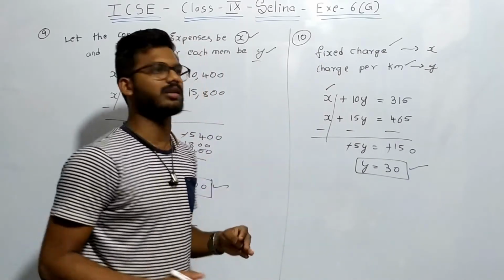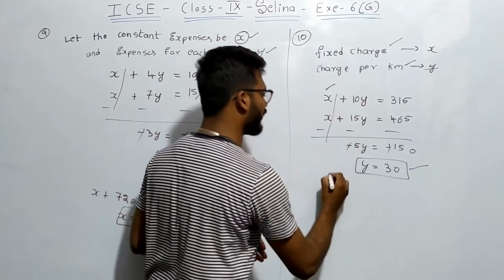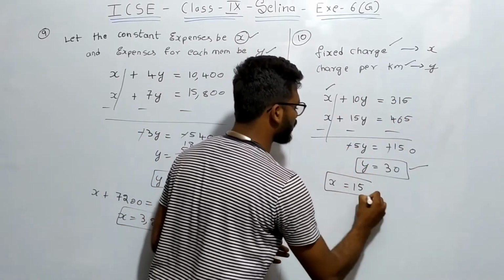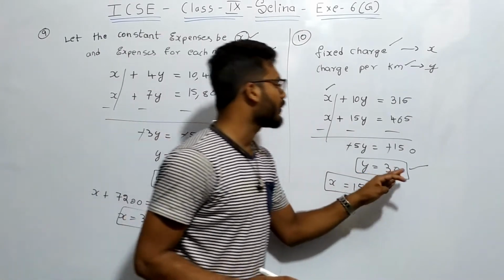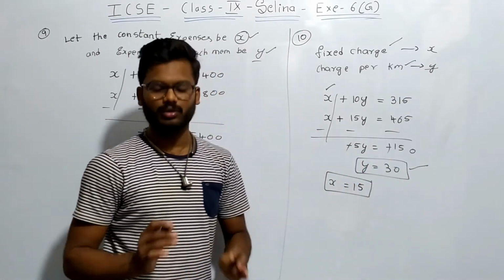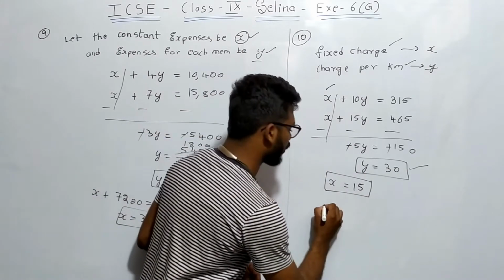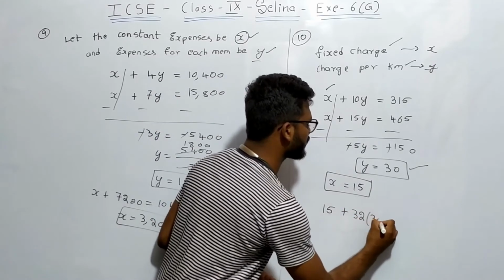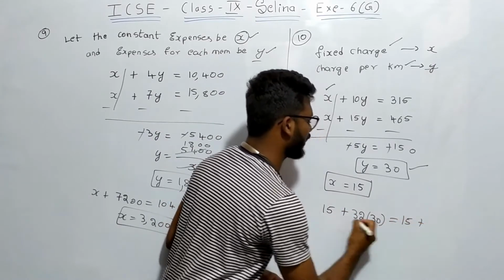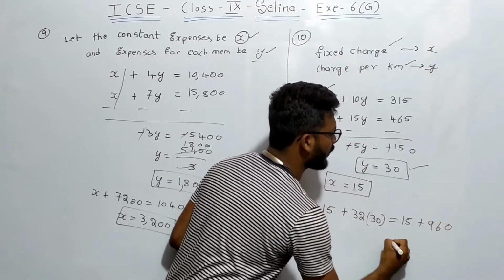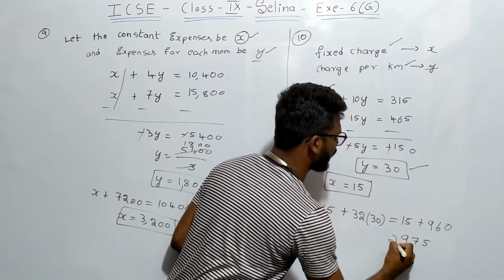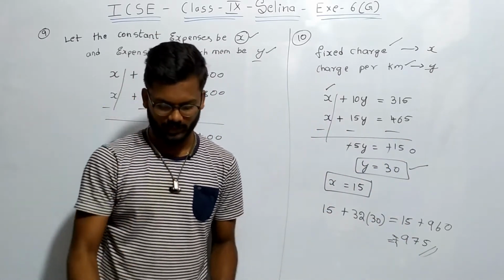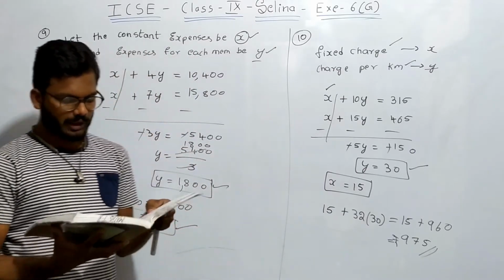And what is the constant charge? If you substitute the y value here, what will we get? x is equal to 315 minus 30 into 10, that is 300, which goes to that side. That means 15 rupees is the constant charge, and for each kilometer you have to pay 30. So what is the cost for 32 kilometers now? The constant charge plus 32 kilometers into 30 for each kilometer. So it is equal to 15 plus 960, that is 975. The cost for 32 kilometers is 975 rupees.